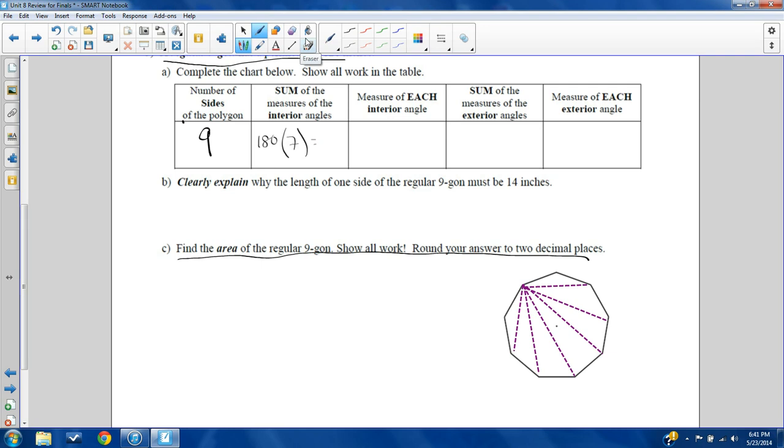Okay, so it's not just D equals 180 times (N minus 2). There's a concept behind it. So 180 times 7 is 1260. So the sum is 1260.